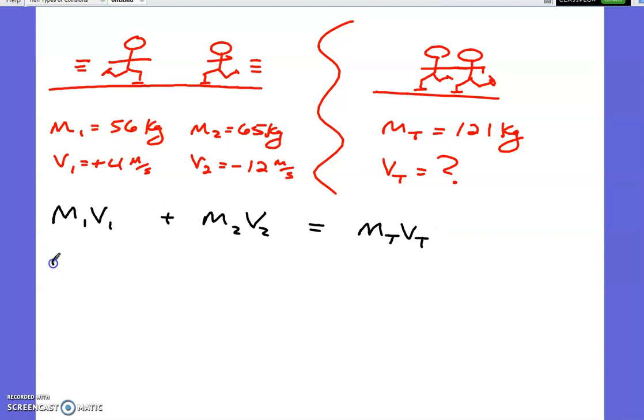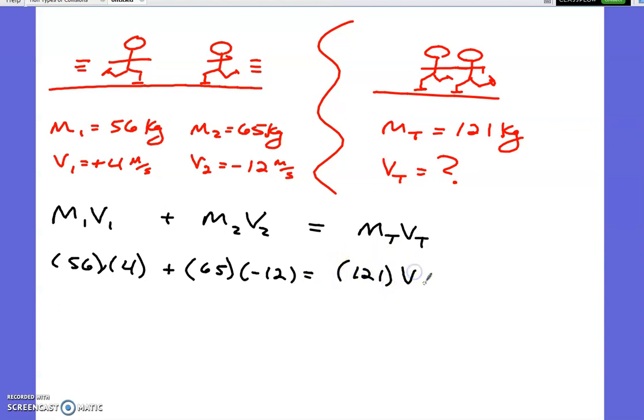We make our substitutions. Instead of m1, we have 56. Instead of v1, we have 4. Instead of m2, we have 65. Instead of v2, we have negative 12. Instead of m together, we have 121, and we're going to find that velocity when they're together.